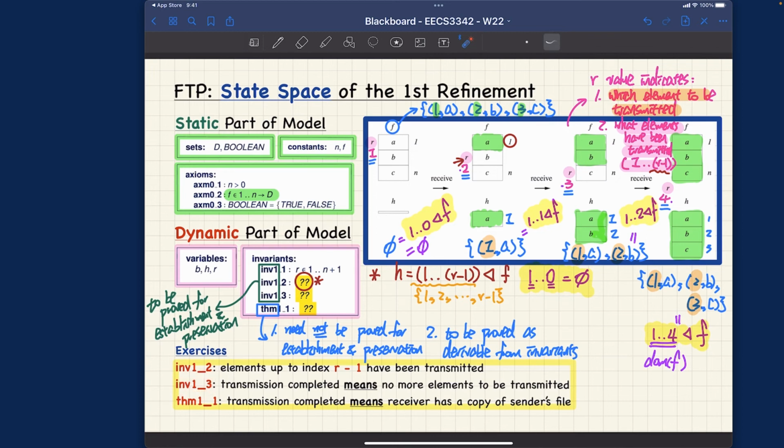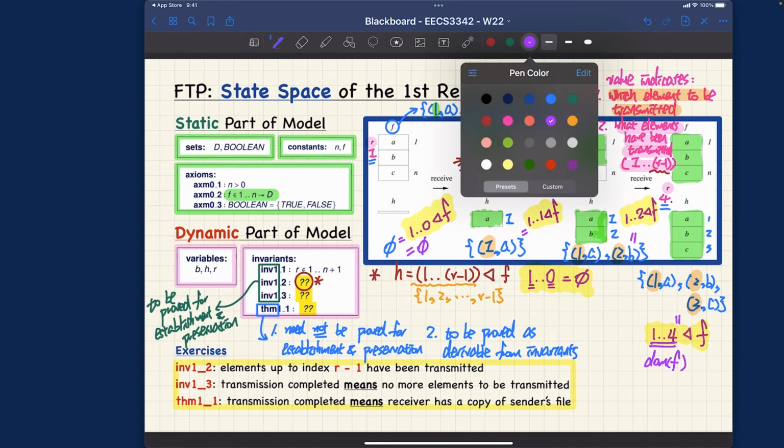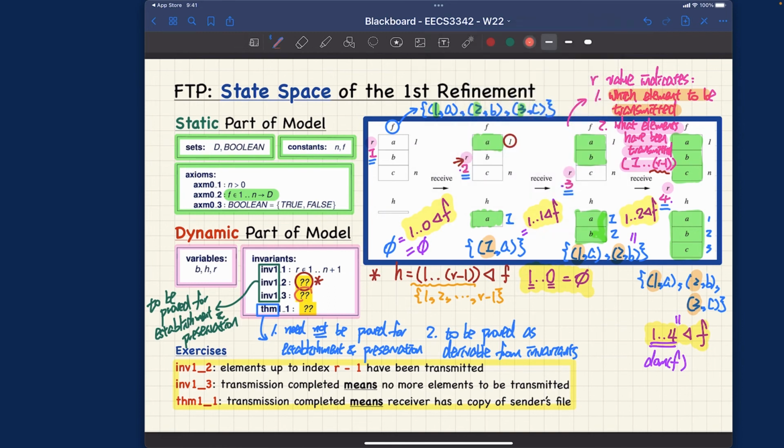Alrighty, assuming that you thought about it, let's now take a look. Invariant 1,3 over here. Let me just say star star. Okay, star star over here. So transmission completed, that will suggest b is exactly equal to true. That one's easy.